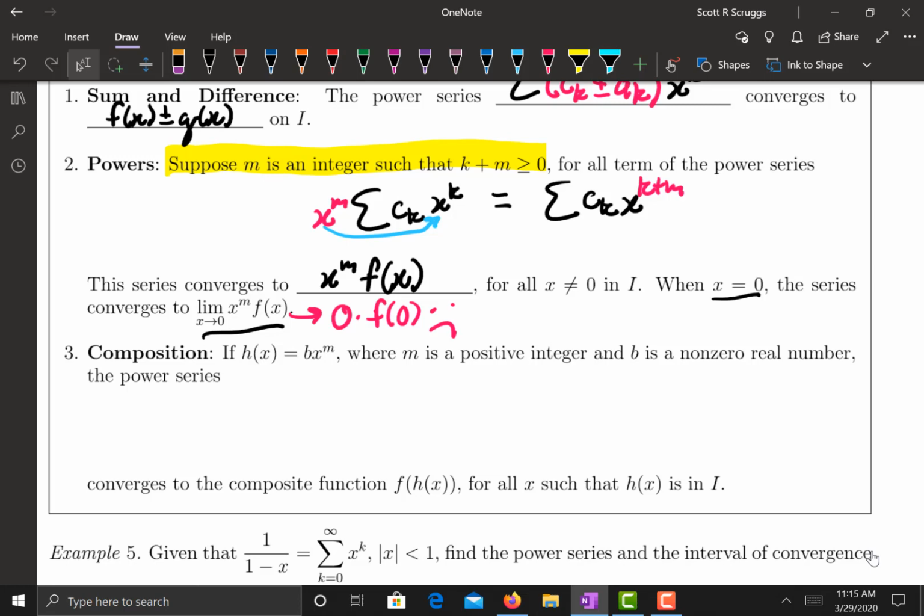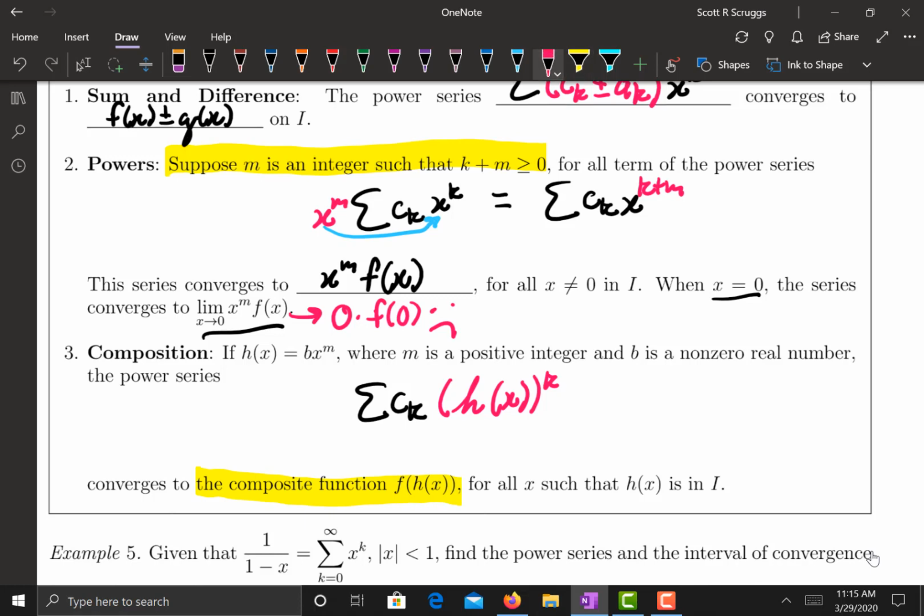All right, now let's say I have h of x equal to x to the m. Let's say we have a new power series where, in my original power series, instead of x to the k, it's going to be h of x raised to the kth power. What this tells me is this power series will converge to f composed with h of x.